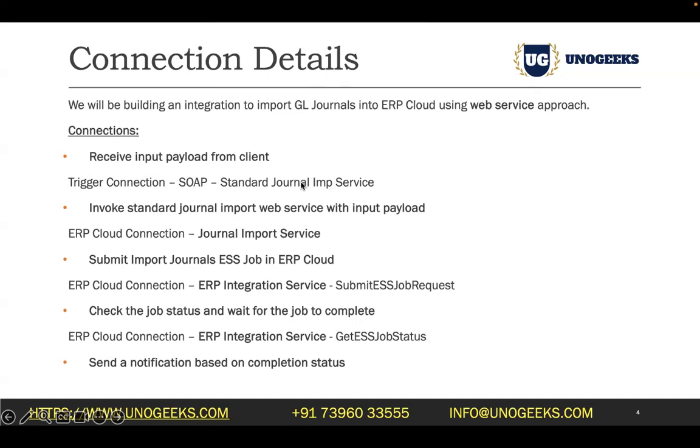Why exactly do we do this? I'll explain it in the next 10 minutes. So we need a trigger connection, SOAP adapter, journal import service WSDL in it to receive input payload from client. And we also need to invoke journal import service and ERP integration service. Remember, these two are standard SOAP services given by Oracle. Now, to invoke these standard SOAP services given by Oracle, we don't need to create individual SOAP invoke connections. Instead, we can create one connection using ERP Cloud Adapter. And with that single connection, you would be able to invoke the standard services given by Oracle.